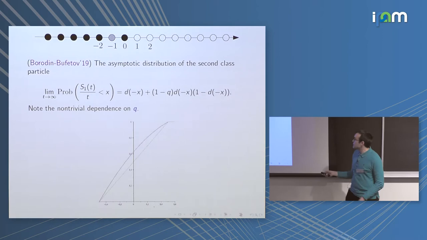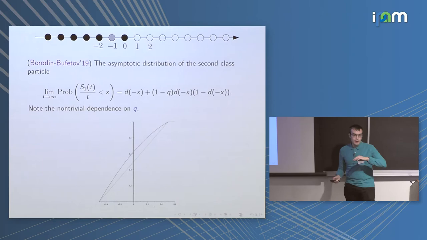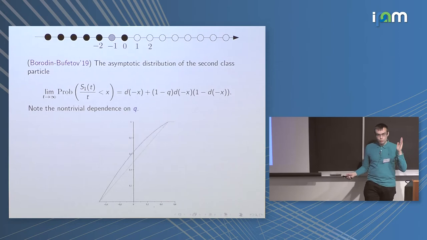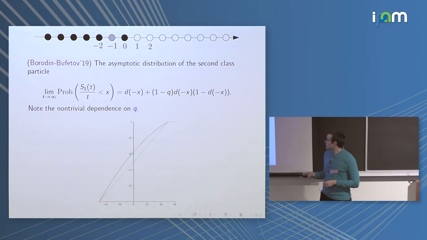So this distribution, on a large scale, remembers that it was slightly to the left originally. We see that this green line is a uniform distribution and the red line is a quadratic distribution, so it's more shifted to the left, so it's more likely to find the second class particle to the left of zero, and that's the exact distribution of the second class particle. So that's a first asymptotic result about the second class particle.